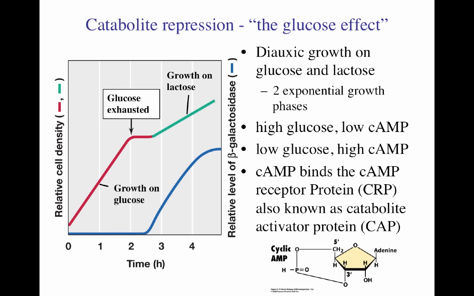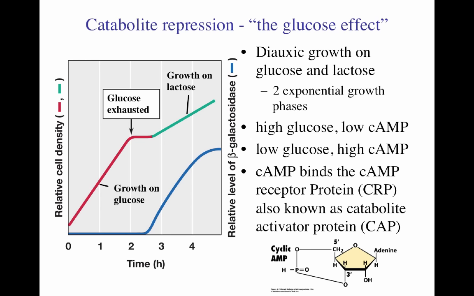So how is this mediated? Well, this is mediated by the relative amount of cyclic AMP, and cyclic AMP has an inverse relationship with the amount of glucose. So in conditions of high glucose, you're going to have low cyclic AMP. In conditions of low glucose, you're going to have high cyclic AMP. Now, cyclic AMP is a messenger that can bind to the cyclic AMP receptor protein, or CRP. We also know that protein as the Catabolic Activator Protein, or CAP.